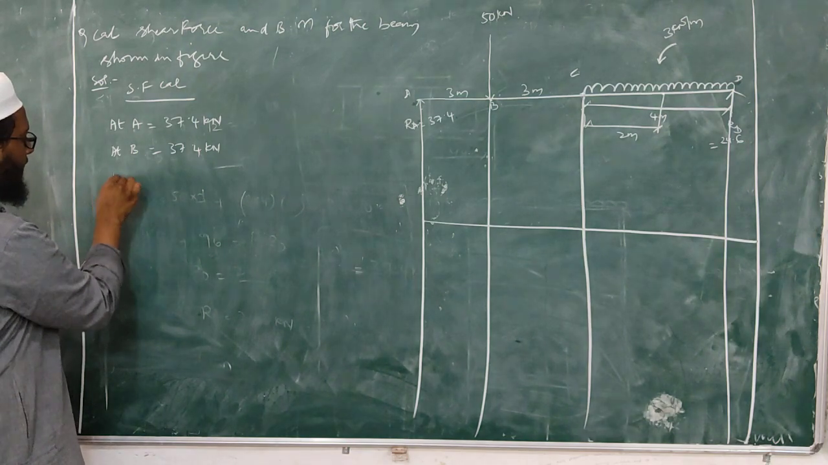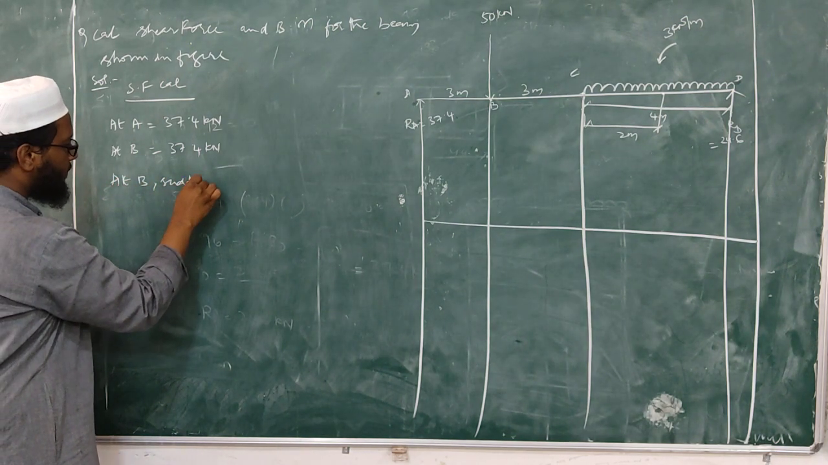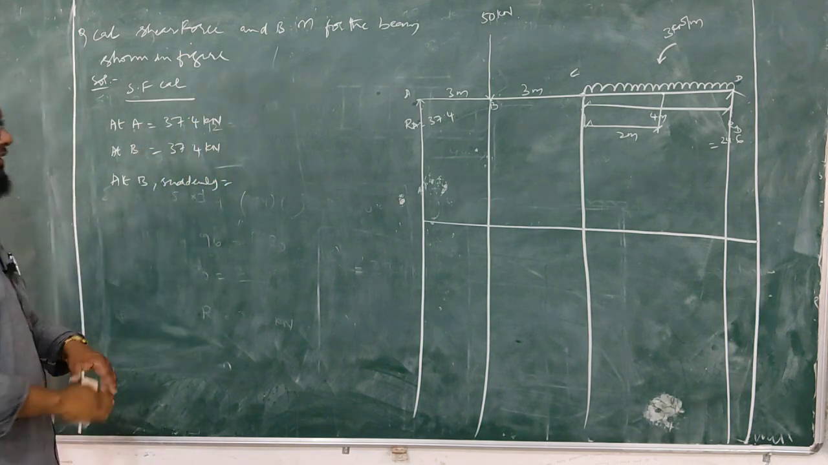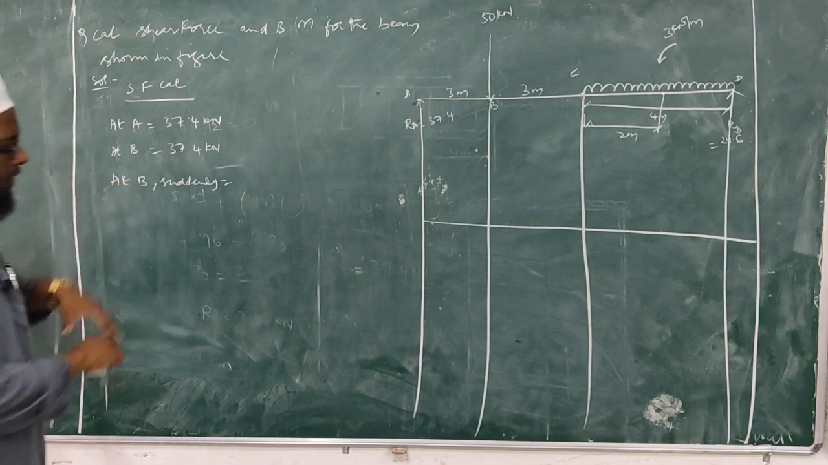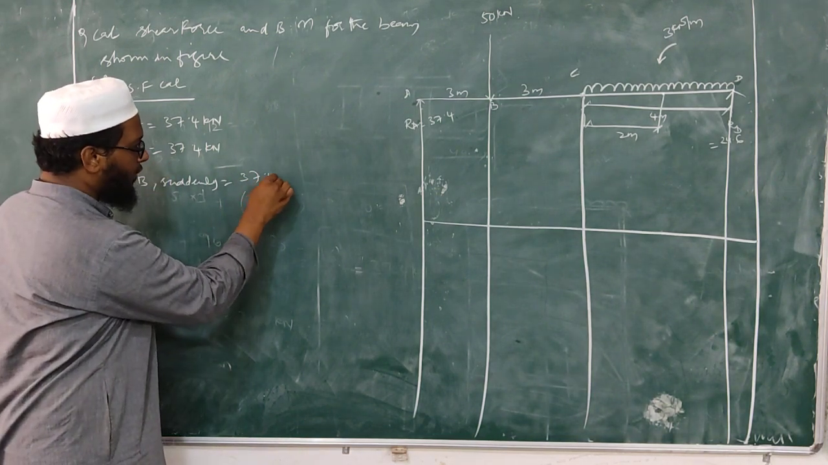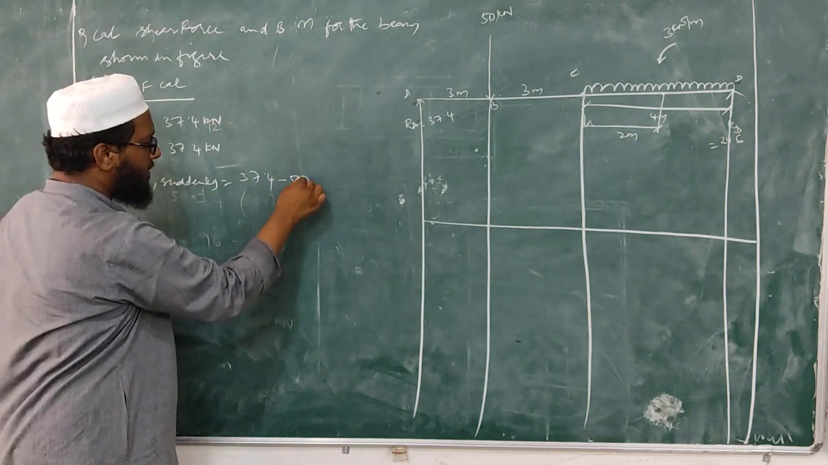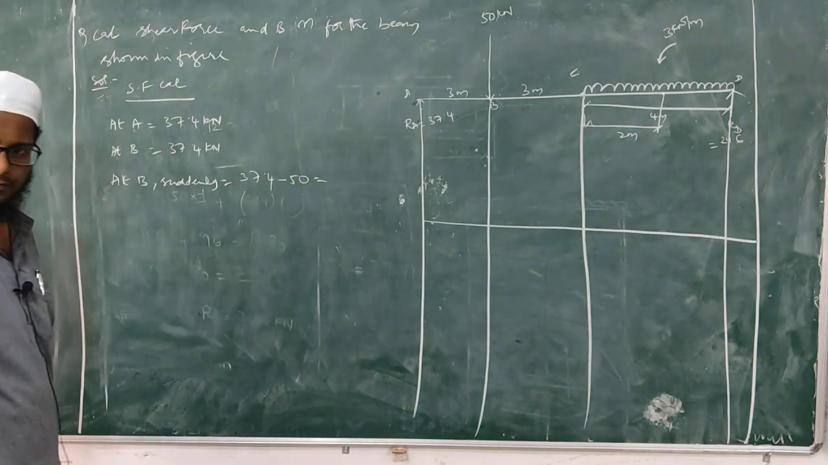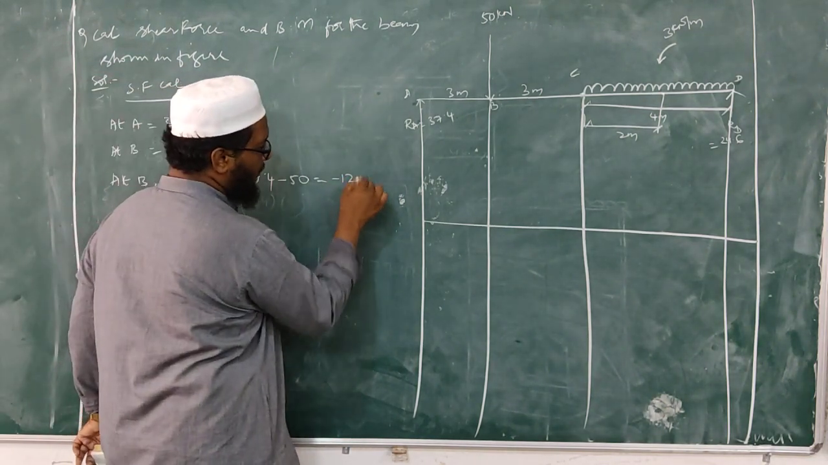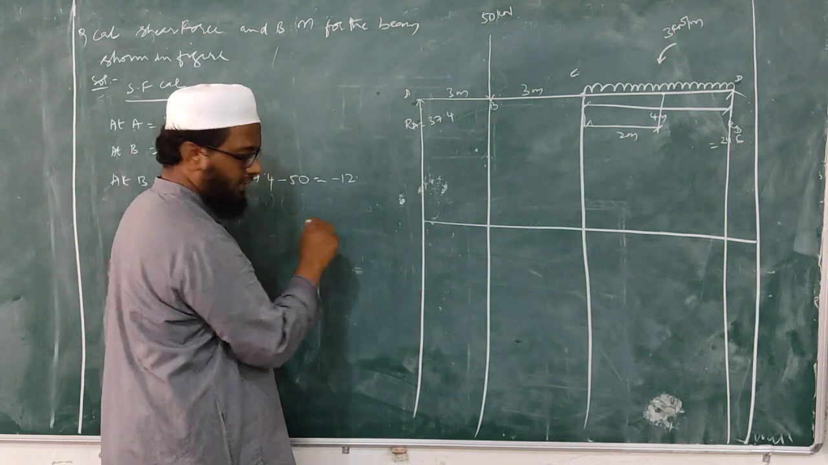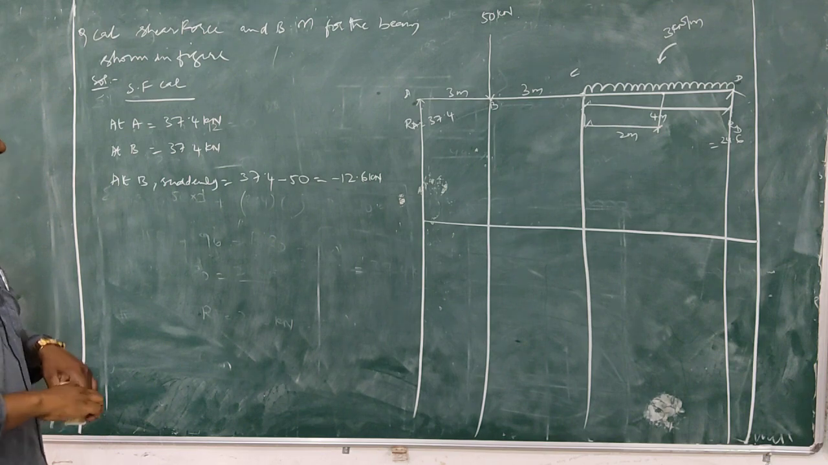Okay, then at B, what will happen? Suddenly, we have a point load. So what is the previous value? The previous value is 37.4 and this 50 kilonewton is going in downward direction. So minus 50. How much? Minus 12.6 kilonewton. Okay.